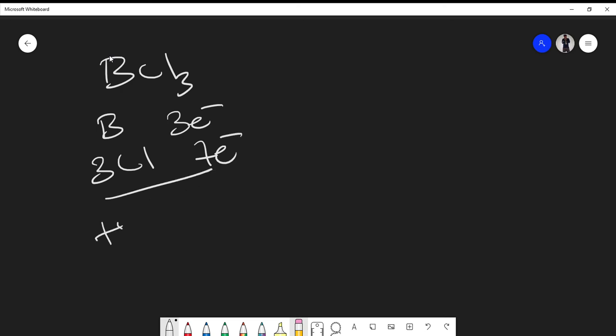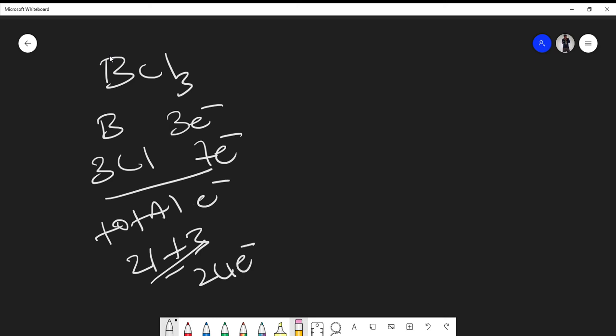So if we count out the total electrons, I have 1 times 3 because I have 1 boron atom with 3 electrons, but I have 3 times 7, because I have 3 chlorines with 7 valence electrons each. So that's 21 plus 3. In total I have 24 valence electrons to place. Let's talk about the central atom. Most of the time our central atom is going to be the atom that's furthest to the left in the molecular formula. So let's form our bonds.